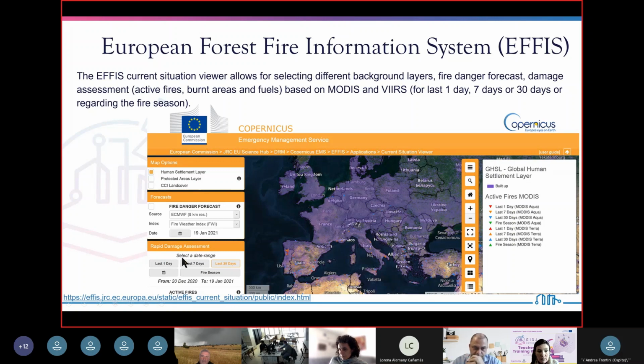And you can also display the damage assessment due to fire in the last day, or in the last 7 days, or in the last 30 days, or along the fire season. But you can also, with this calendar here, select the area and the period of interest. So you could see also events that occurred in the past.